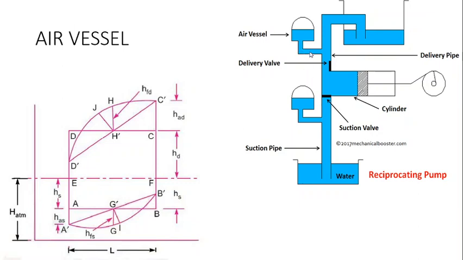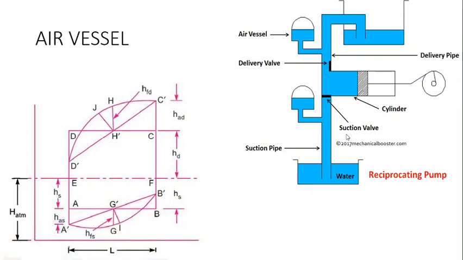Now, the air vessels are connected as near as possible to the cylinder in a reciprocating pump, which means the distance between the cylinder and the air vessel will be very small compared to the length of the pipe, suction or delivery side.